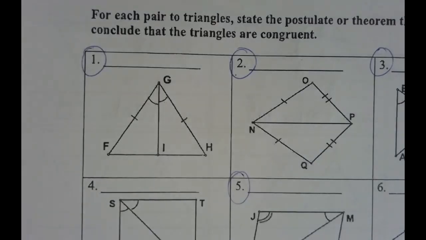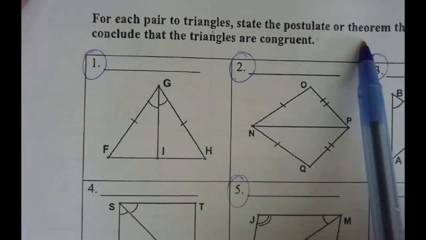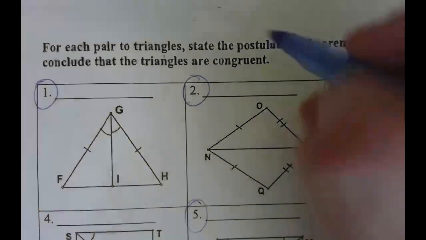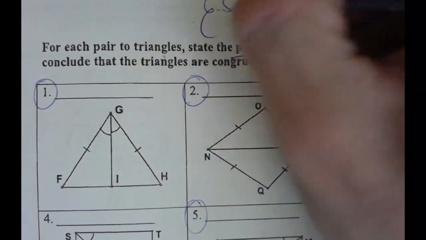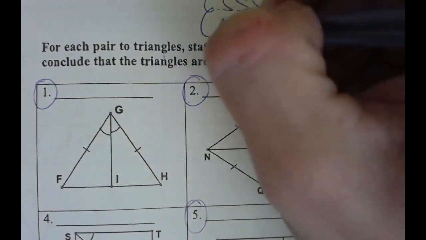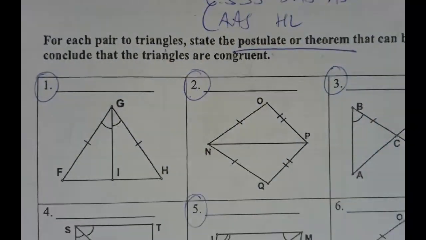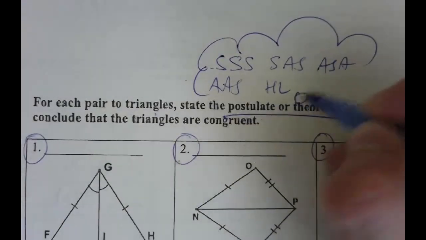So, in this case, we're going to see each pair of triangles, state a postulate or theorem that can be used to conclude the triangles are congruent. All that means is, using a postulate or theorem, we're thinking of our side-side-side, side-angle-side, angle-side-angle, angle-angle-side, hypotenuse-leg. That is all of them that we have for congruence. Those are the ones we're thinking of whenever we're doing stuff like this.